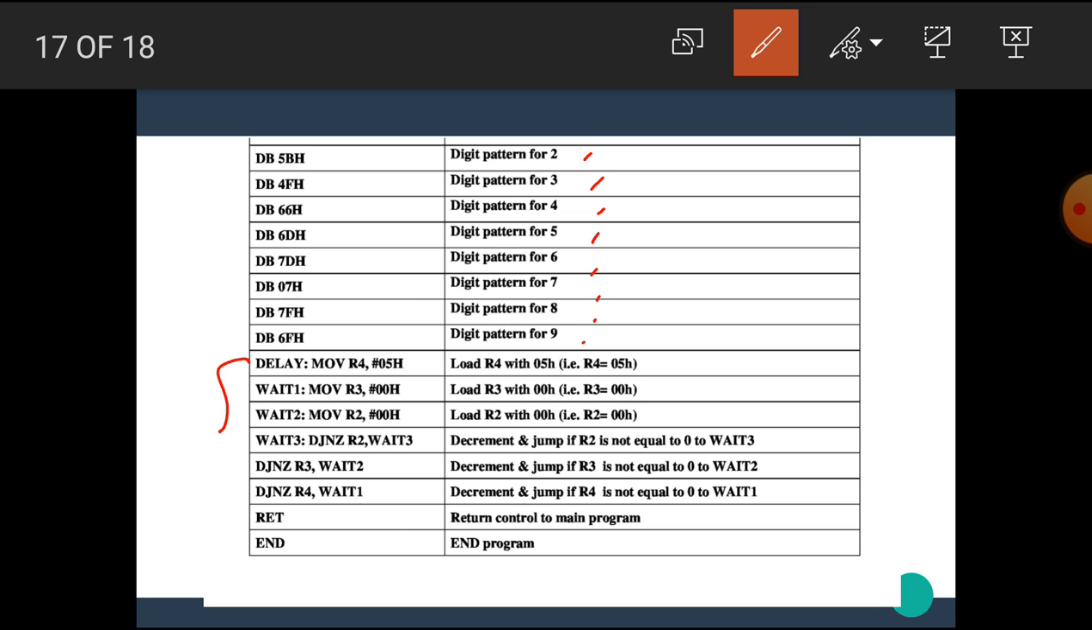This is the delay subroutine in which the values are loaded into the registers to generate a specific time delay. I hope you all understand the LED interfacing and the 7 segment display interfacing with the 8051 microcontroller.